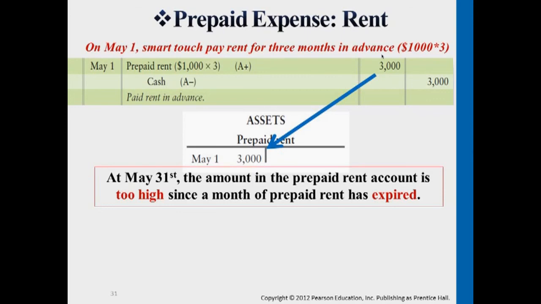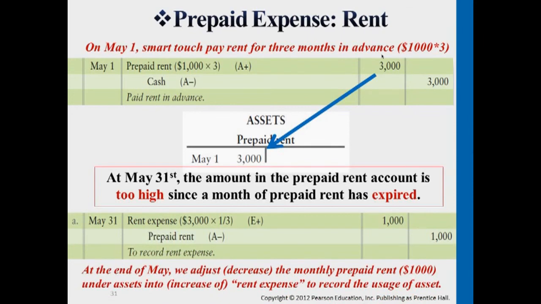So meaning each and every month the rent expense is $1,000. So this is May 1st when we actually make the payment in advance, prepaid rent. Prepaid rent is an asset category, that's why we debit it. Cash we're using up, so we credit cash. Now after a month, when it reaches May 31st, we want to adjust this account because of the 3 months of rent that we paid in advance, now we only have 2 months left. Right? There's only 2 months of this payment that is still in force.